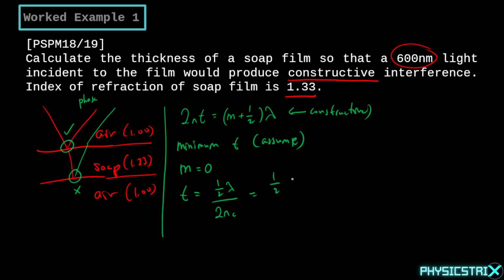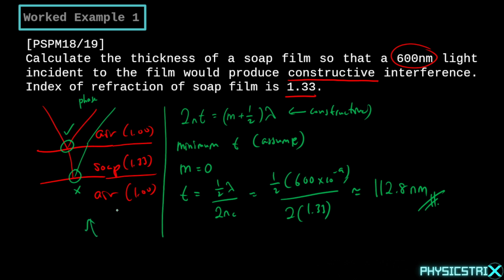So what I'm left with is half times 600 nanometers, which is 600 times 10 to the power of -9, divided by 2 times the refractive index of the coating, which is 1.33. And that gives me a value of approximately 112.8 nanometers. So that's how I calculate that. Through this diagram, I can work out the equation for constructive interference for this particular case. Obviously, this is going to be very different for other cases as well. But as long as you remember that you need to look for phase change upon reflection and the conditions for constructive interference, then you should be fine with solving any thin film problem.